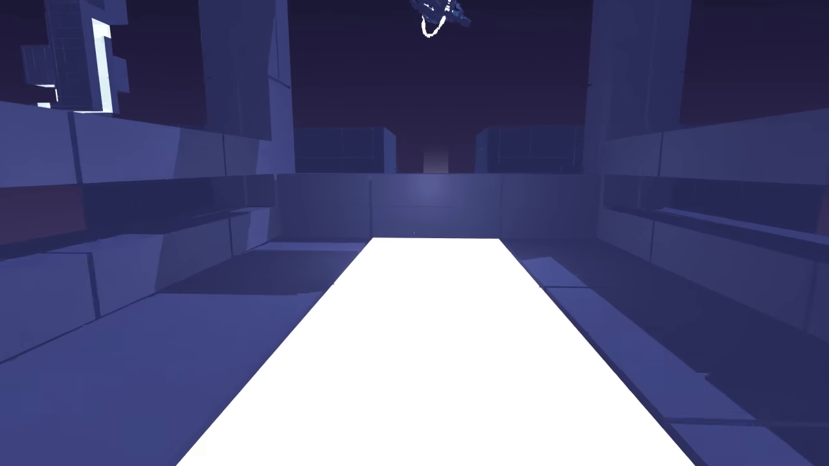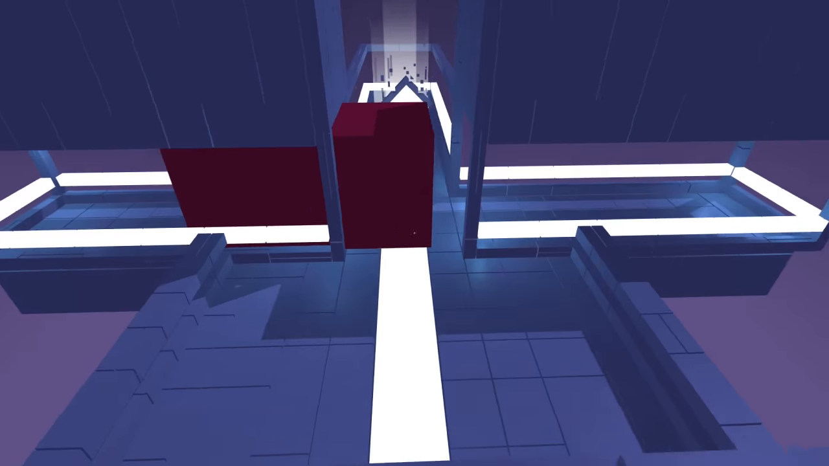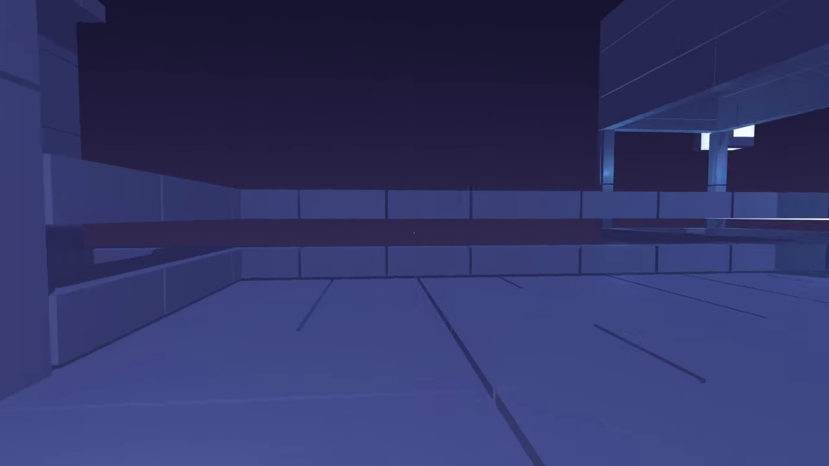Alright, we have a high jump. That was freaking me out a little bit, the way it was reacting to me. Alright, I'm well and truly trapped now. Weird red barriers just kind of here.